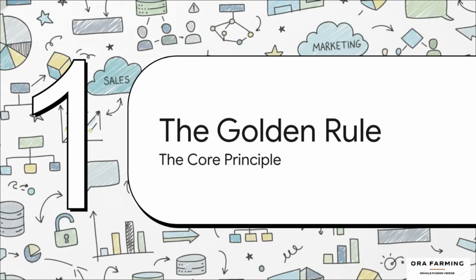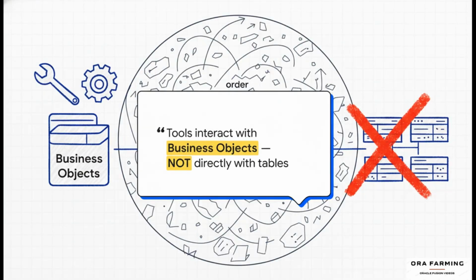This entire beautiful architecture really just boils down to one fundamental principle. A single golden rule that makes the whole thing work so well. And here it is. This is the single most important thing to take away from all of this. Tools talk to business objects. They do not talk directly to tables. That discipline, that one rule, is what brings order to all that potential chaos.